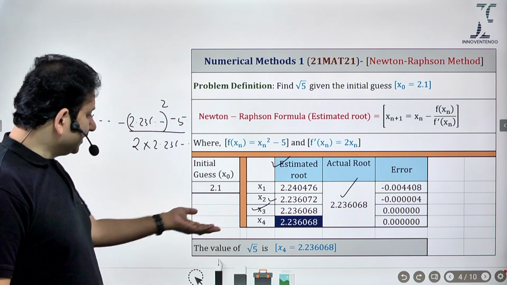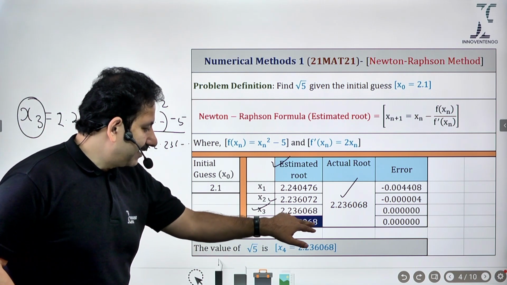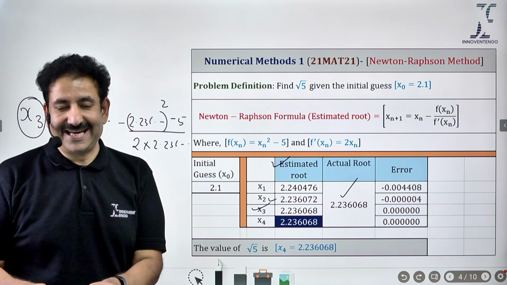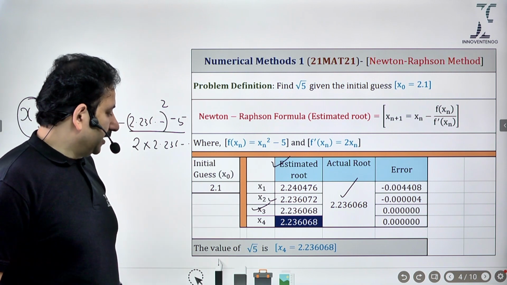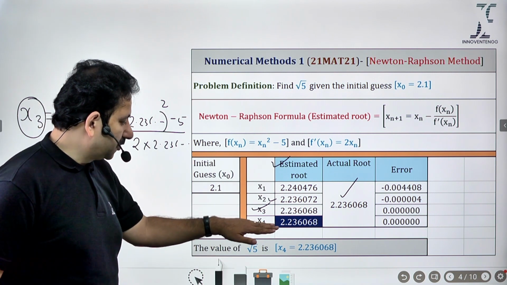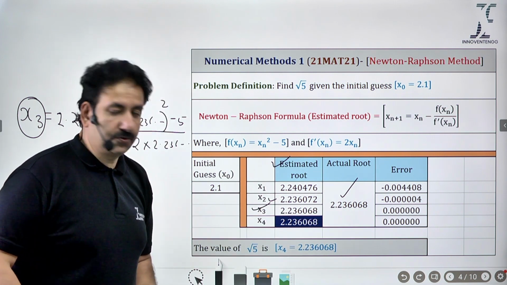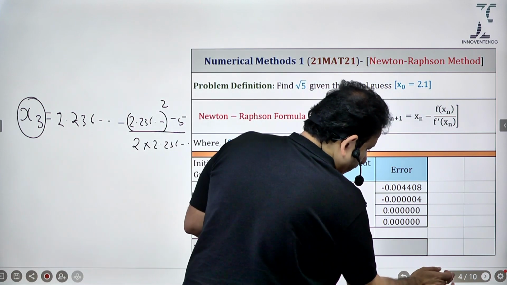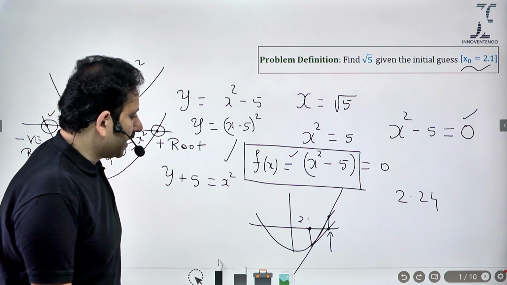So this is what exactly is the root. Of course, you can calculate it to any number of decimals if you have the right program or the right calculator. We have cut it off to the 6th decimal. So this gives you the fourth estimated root. Here it gives you the root very close to the actual value. Now let's recall whatever we did thus far. So we started systematically.